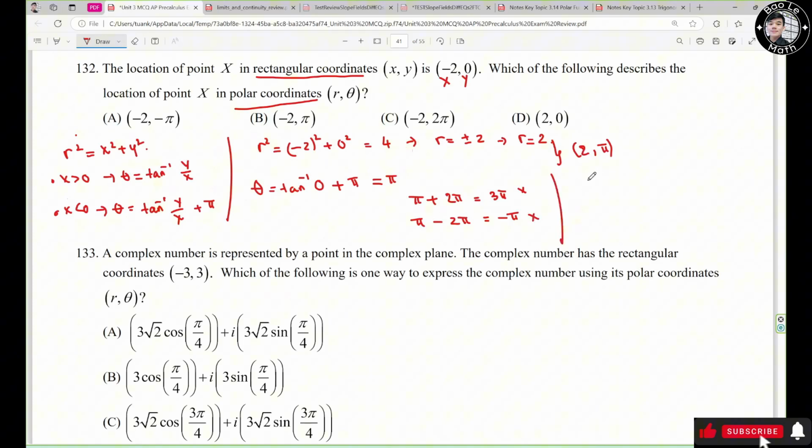Now, next one, you're going to add pi. It turned out to be 2 pi. And then you need to change the radius to be negative 2. So negative 2 and 2 pi. The answer must be C right here.